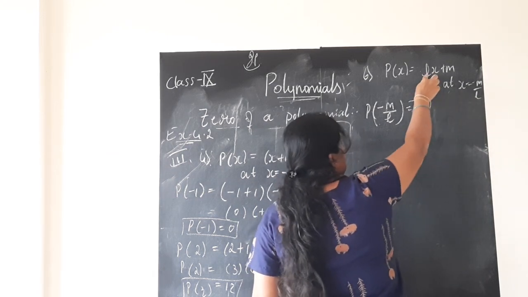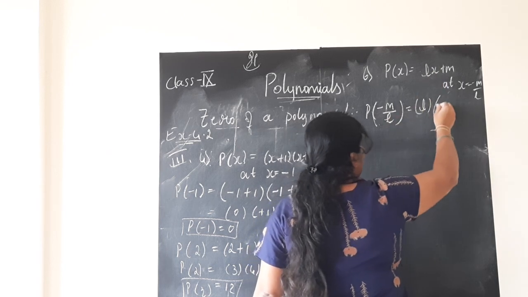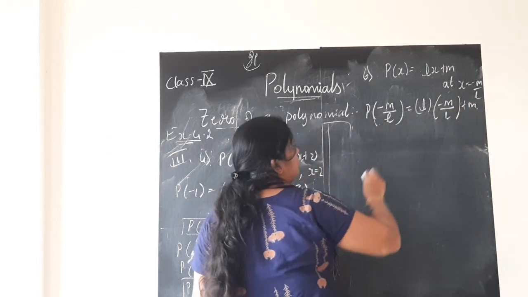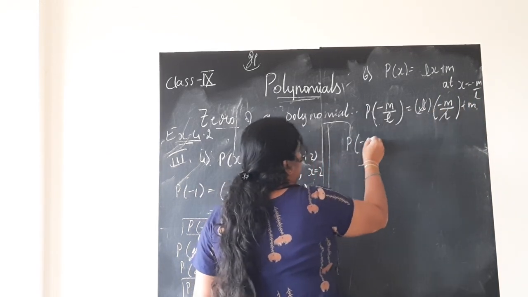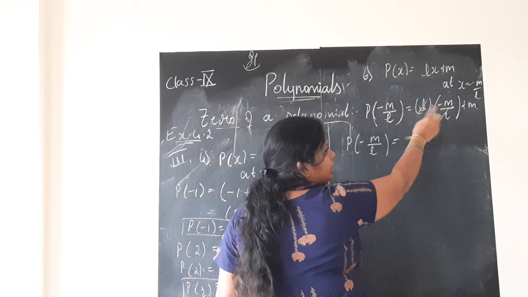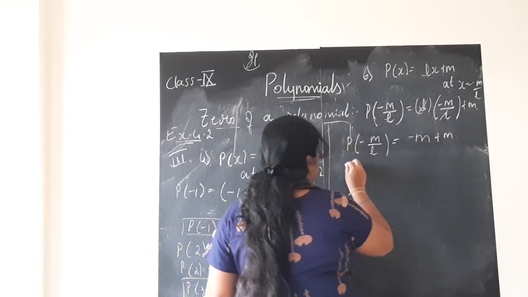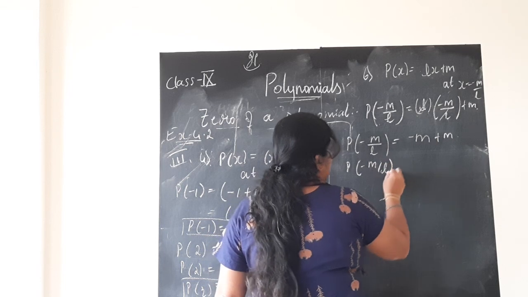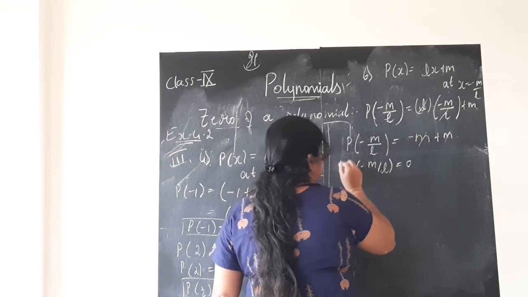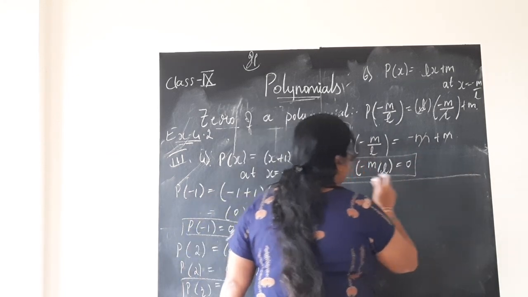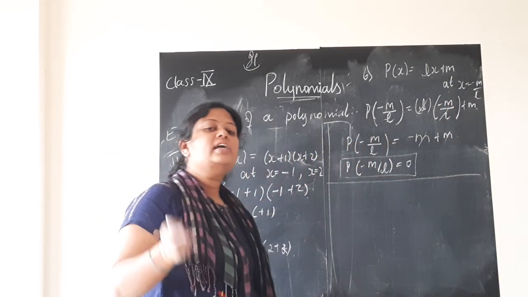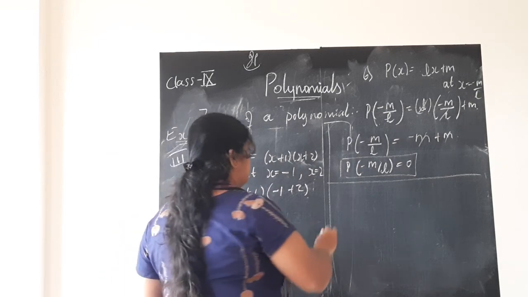So this l as it is I will write. In place of x, what should I substitute now? Minus m divided by l, plus m as it is. Look here, l gets cancelled. P of minus m by l is, I am left with minus m only when l gets cancelled, plus m. So P of minus m by l is minus m plus m, which gets cancelled, like plus 1 minus 1. So it is 0. Since P of minus m by l is equal to 0, x is equal to minus m by l is a zero of the polynomial.